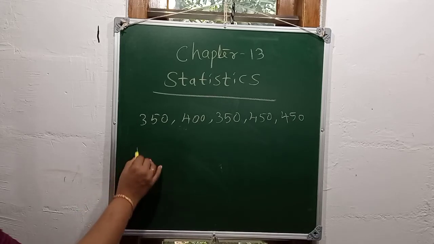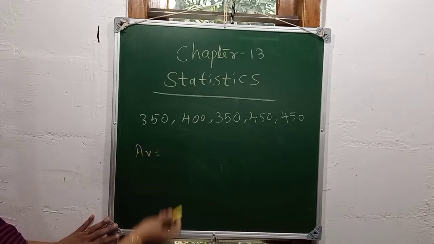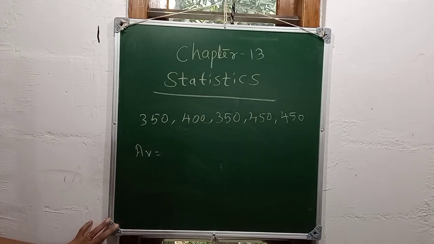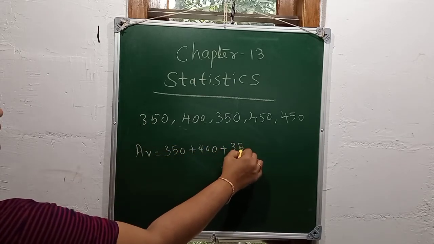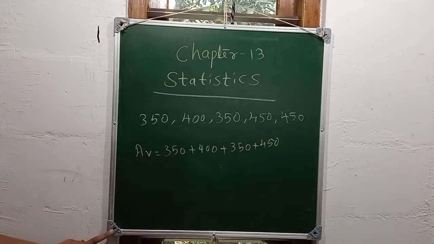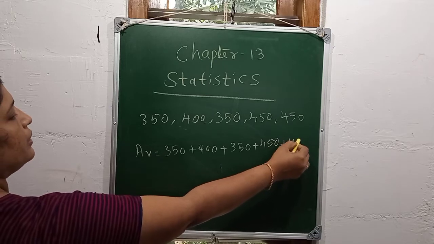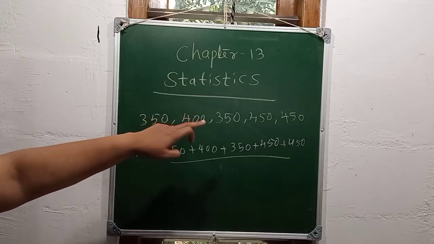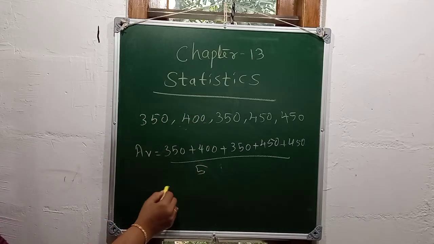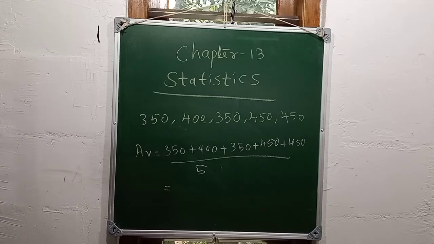How do we find average? Average is the sum of the observations divided by the number of the observations. The sum is 350 plus 400 plus 350 plus 450 plus 450, divided by the number of observations here: 1, 2, 3, 4, 5 observations. So, by 5. What is the sum of these numbers? 350 plus 400 plus 350 plus 450 plus 450 is equal to 2000.